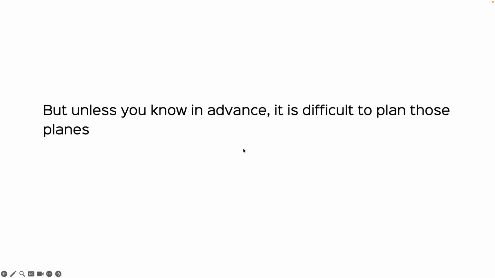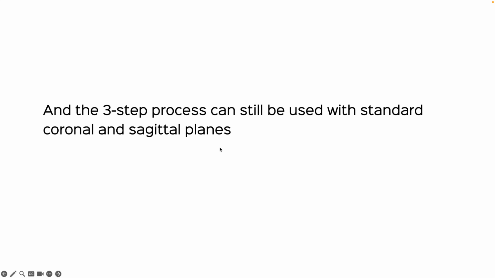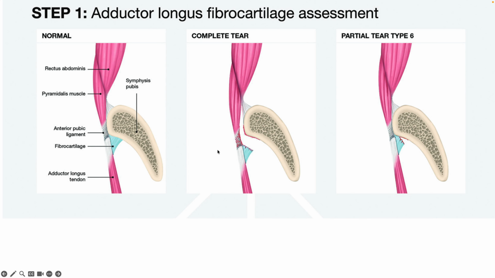And typically for us, this patient who came yesterday, we didn't even have a proper history. All we knew was that there's some right thigh pain. And then it's very difficult late in the evening or at night to plan all of these separately. But you can still use the 3-step process with standard coronal and sagittal images. So the first step is to figure out whether it's normal, whether there's a complete tear or there's a partial tear of just the adductor longus fibrocartilage.